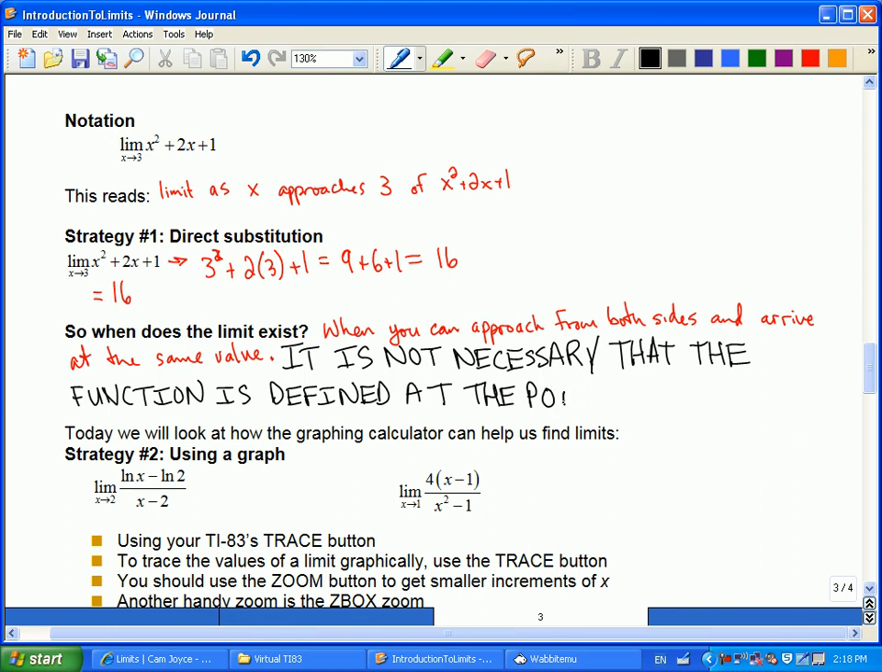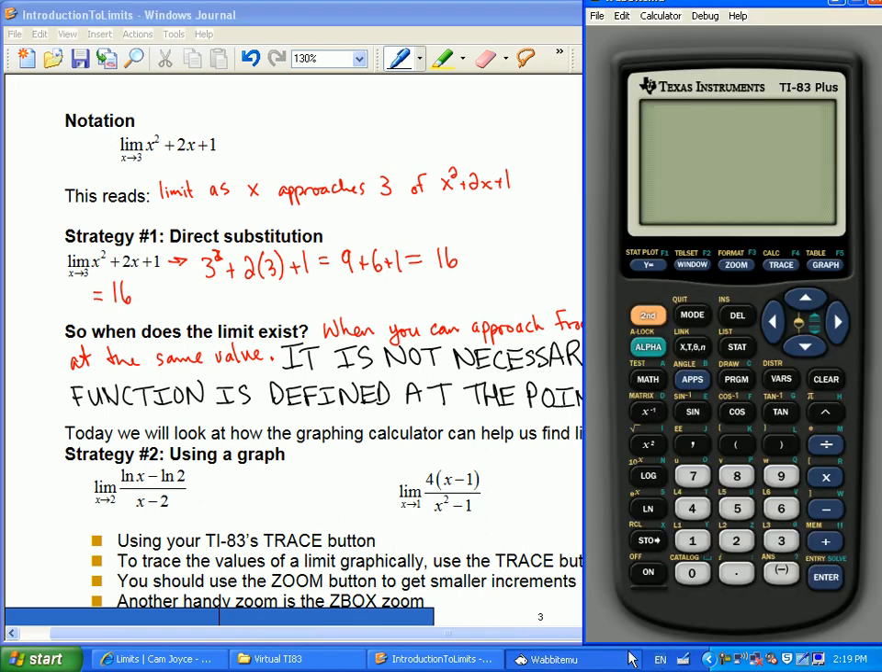It takes longer to write in capitals. It's not necessary that the function's defined. So you can't just say, it doesn't work because I can't substitute it in. This is the key difference between a limit and just substituting it in. For a limit, we do not require that you actually go to the value itself.